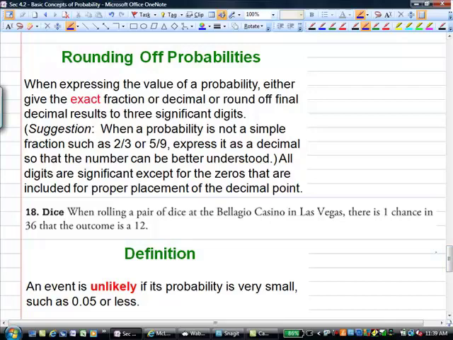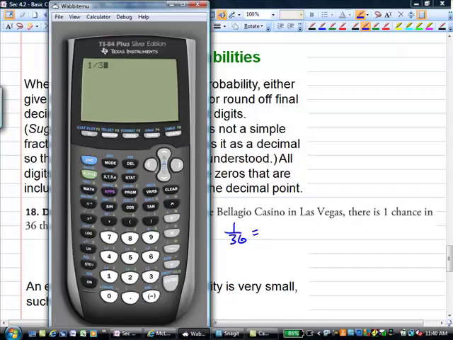So in number 18, it says, when rolling a pair of dice at the Bellagio Casino in Las Vegas, there is a 1 in 36 chance that the outcome is a 12. If we were to round that 1 in 36 into a decimal, we'd go to our calculators, 1 divided by 36. And to round this to 3 significant digits, we would type in 0.02 what? 78. The 0 is there as a placeholder. So we would write 0.0278. 3 significant digits. That means 3 numbers that are not 0.